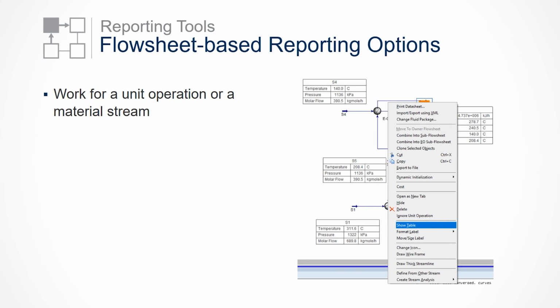The flowsheet-based reporting options are accessed by right-clicking on a unit operation or a material stream and selecting Show Table. This table will show the key process variables for the respective objects of the flowsheet. We can customize the table to view the specific process conditions as well.